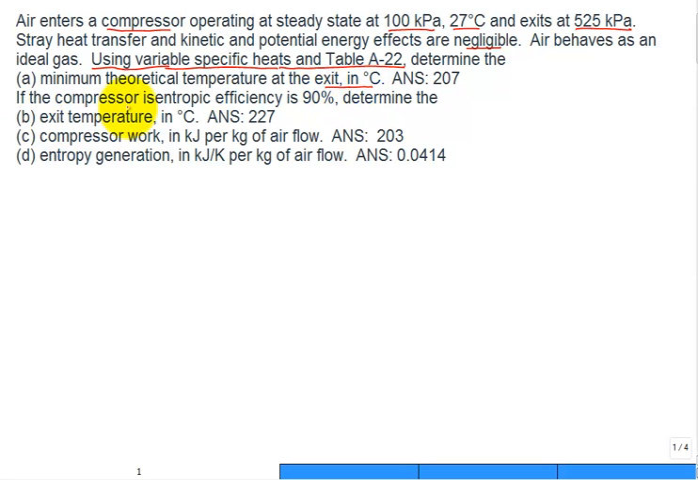And if the compressor isentropic efficiency is 90%, determine the actual exit temperature and the actual compressor work in kilojoules per kilogram of air flowing through the compressor, and then the entropy generation.